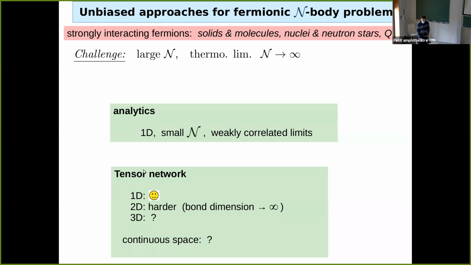But outside of this, you mostly have to turn to numerics. So a quick word about the one kind of method which is very popular and successful nowadays, which is the family of tensor network approaches, which work usually extremely well in 1D. In 2D, it's getting more difficult to get unbiased results. In their case, they need to extrapolate the so-called bond dimension to infinity, which is not so often possible. And in 3D and also in continuous space, there is really not much yet, and it's probably very hard.